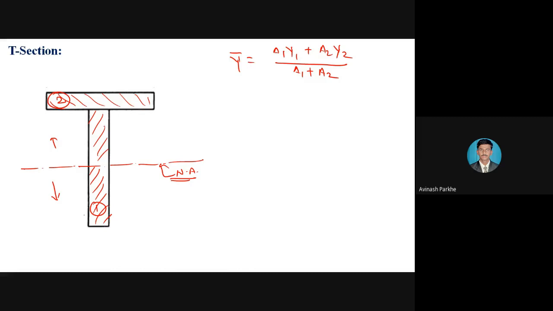One is a vertical rectangle, another is a horizontal rectangle. But this particular T section is not symmetrical about the neutral axis. Therefore, I have to calculate the y bar by using the formula (A1 y1 + A2 y2) divided by (A1 + A2). And if I have to calculate the Ixx, capital I is equal to Ixx1 plus Ixx2.